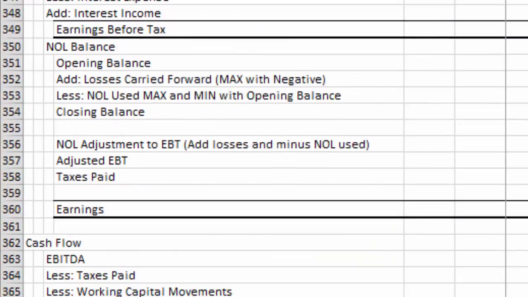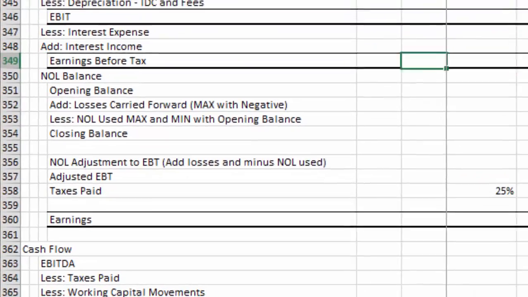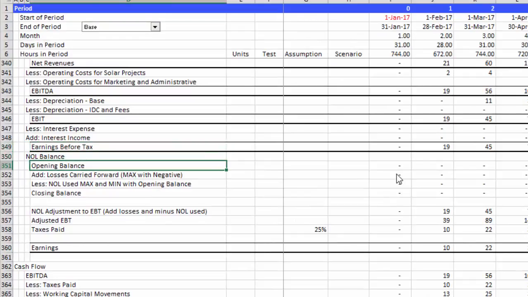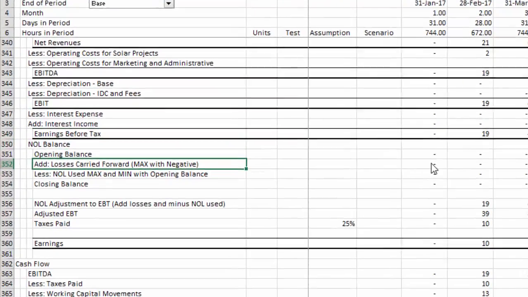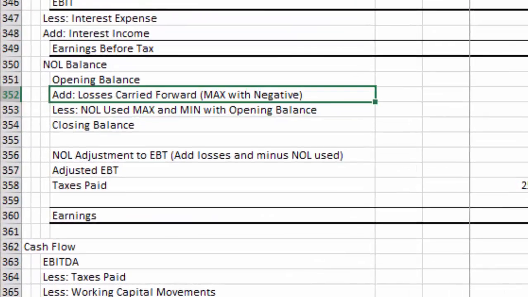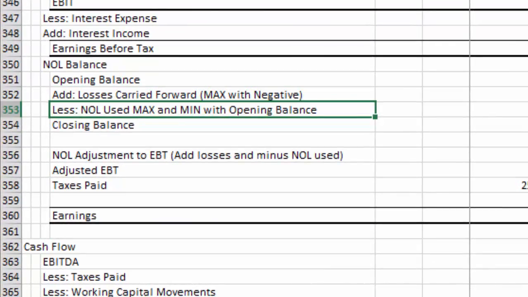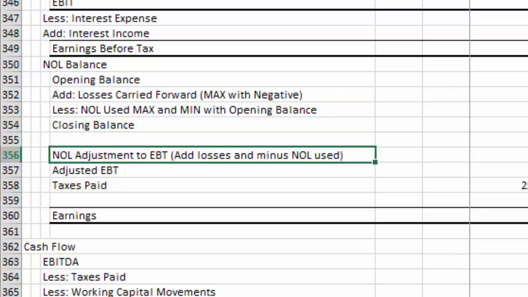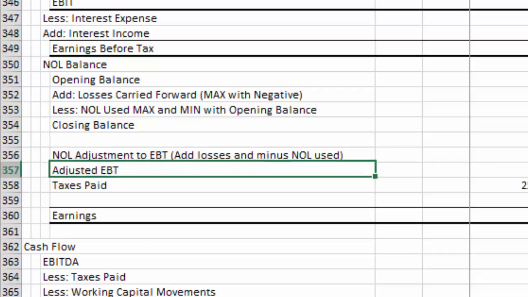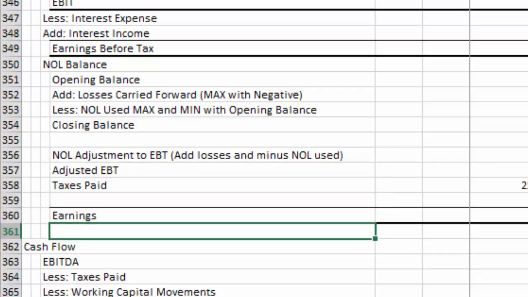And then we need, just in case we have some negative earnings before tax, which didn't happen here, but maybe after we put a whole bunch of debt in, it could happen. Then we have to carry the losses forward, which we do with a max statement. We use a max and a minimum to see how much we take out of the balance. Then we make an adjustment, and then get the EBT and the earnings.